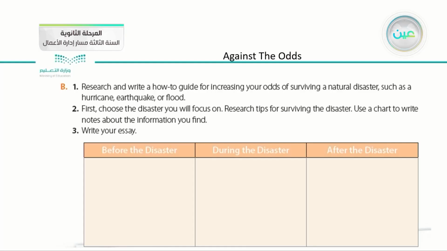You have here on this page a chart that is divided into 3 parts: before the disaster, during the disaster, after the disaster. These 3 stages could help you organize your mind so you can write down the steps in each one of these stages so you can organize them later in your essay.